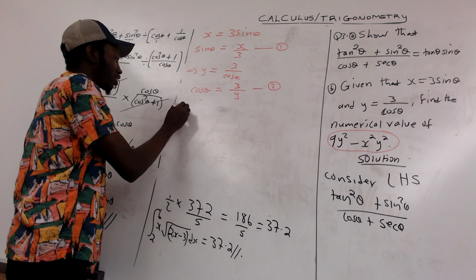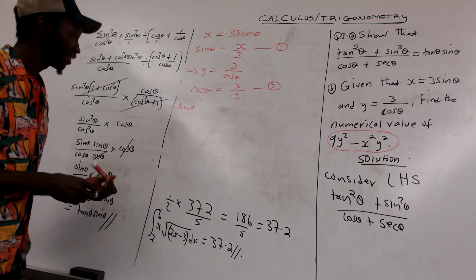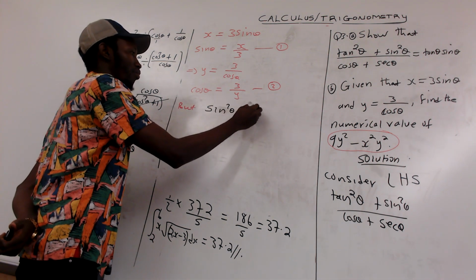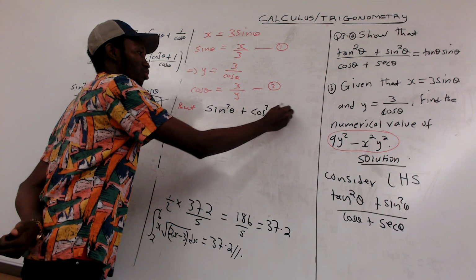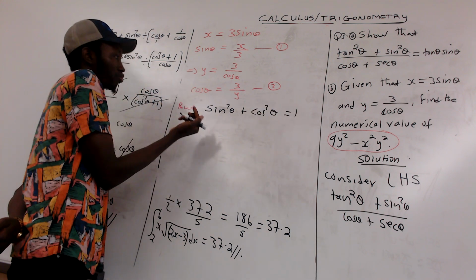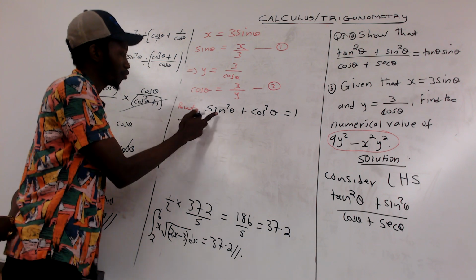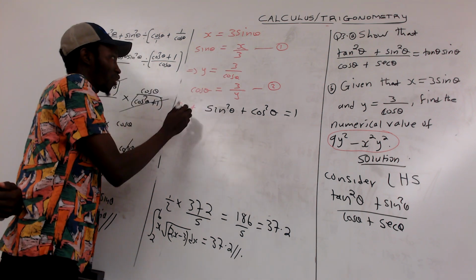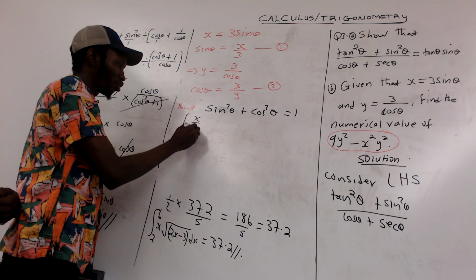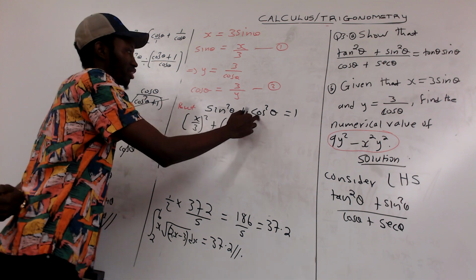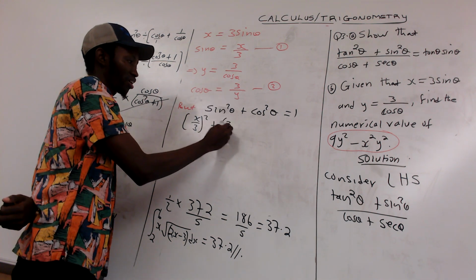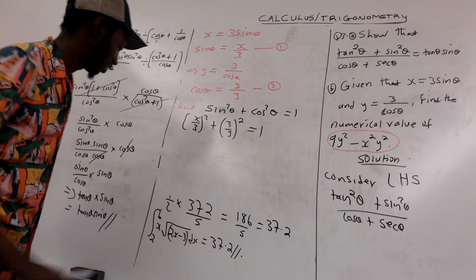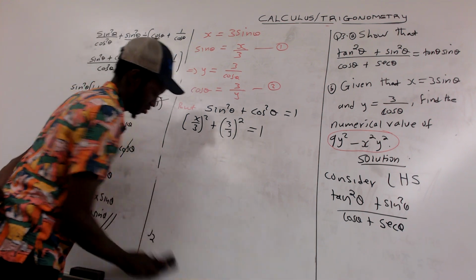But we have to take note of that. There is an identity which is very useful: sin square theta plus cos square theta equals 1. So in terms of this, what is the value of sin theta? Sin theta is x all over 3, and since here is squared, it's going to be x all over 3 all squared, plus, what is cos? It's 3 upon y. Since here is squared, it's going to be squared, equals 1. So this is how we find the numerical value of this.